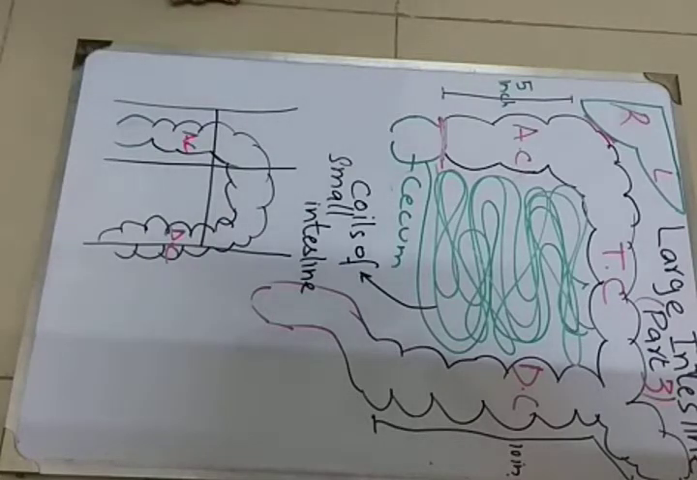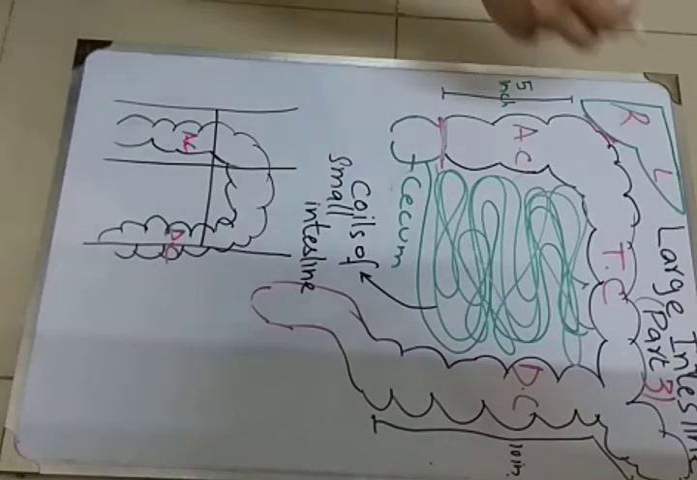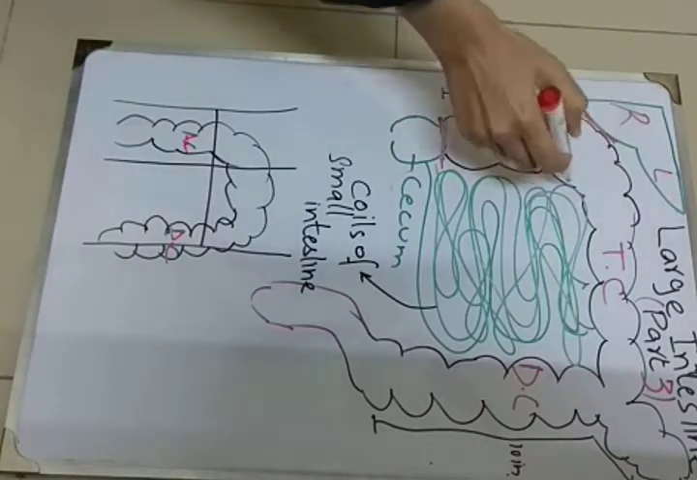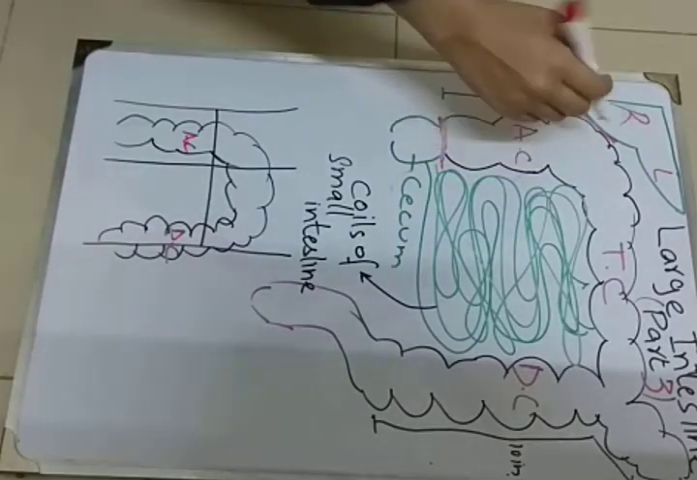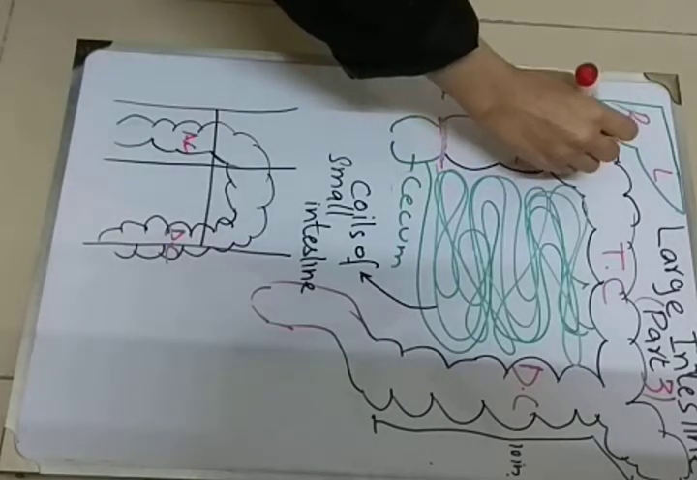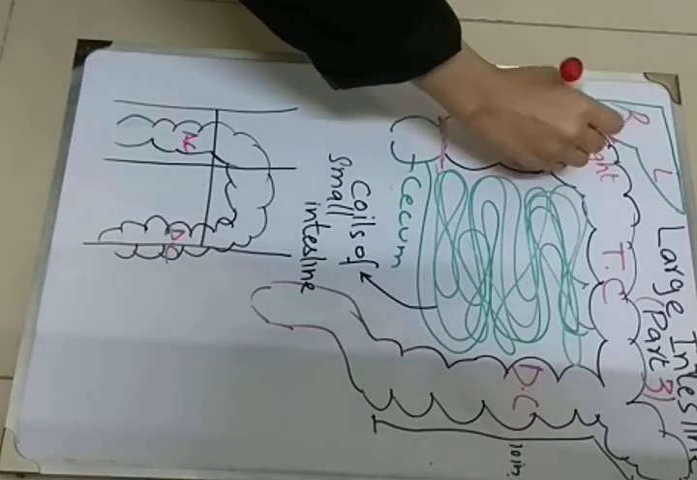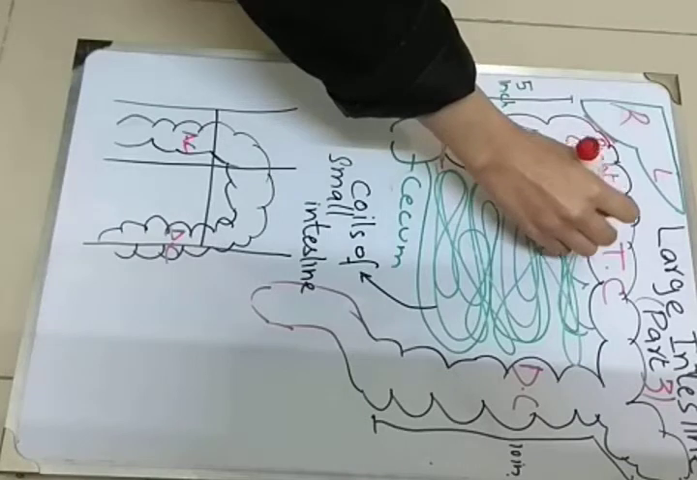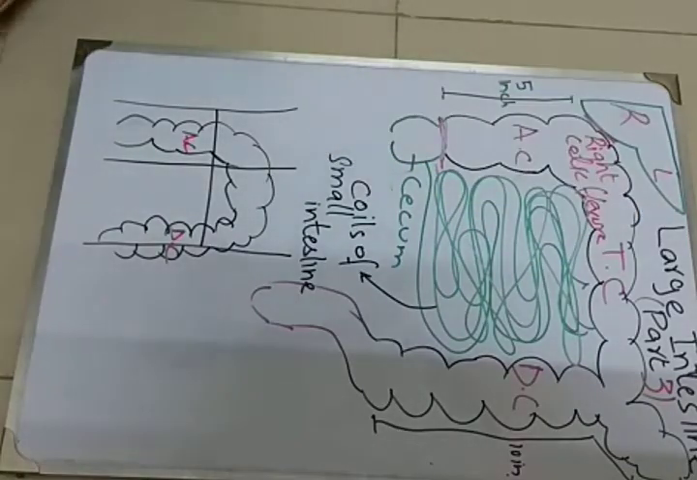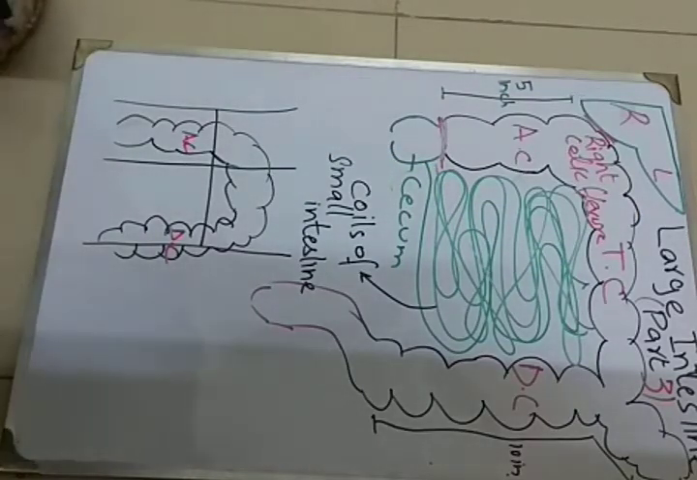Likewise, over here, as you can see, there is a turning of the intestine. So this is known as the right colic flexure. It is also known as the hepatic flexure due to the presence of the liver.